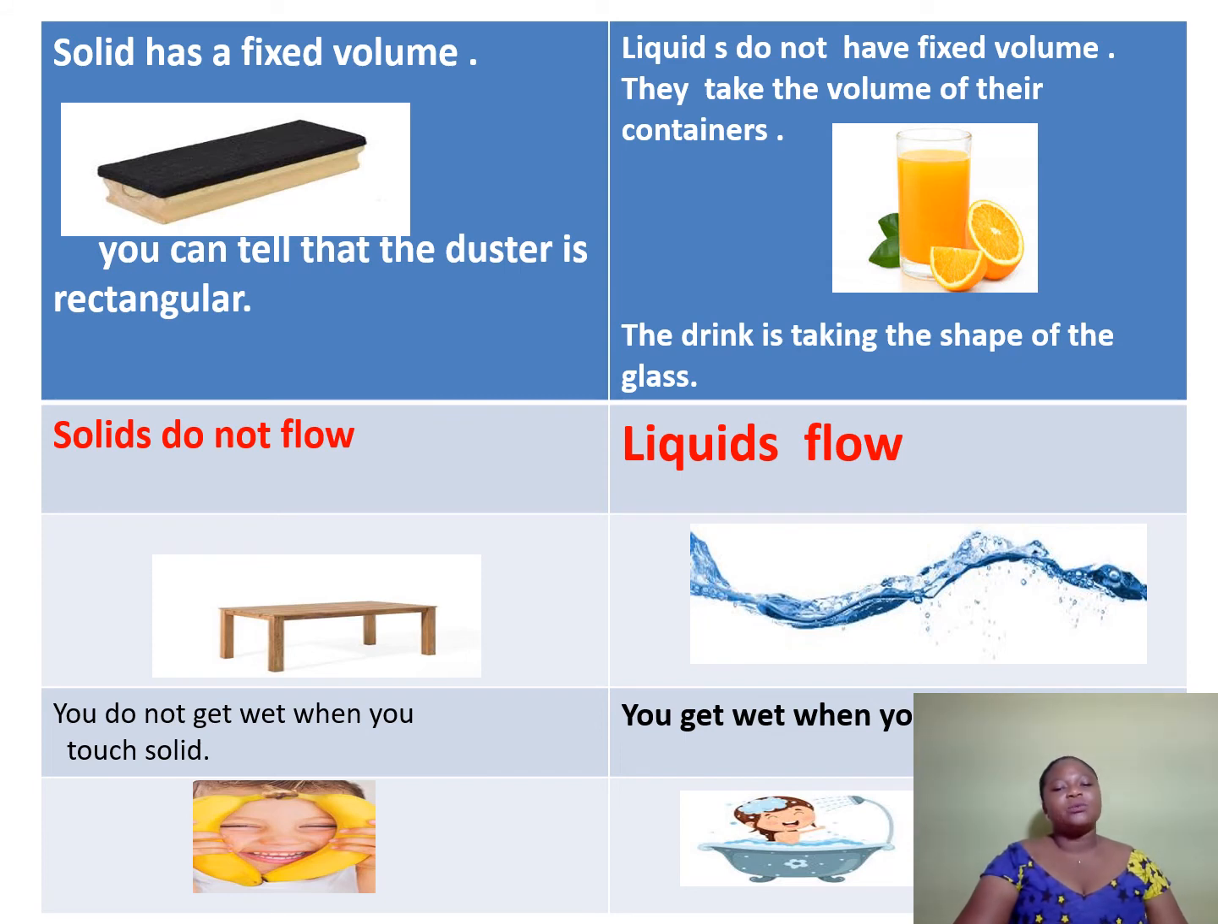The next one, we said what? Solids do not flow. So these are the differences. Solids do not flow, but liquids what? Flow. What are examples? A table. Can a table flow? No, but a liquid can flow. A liquid can flow. Can you see what is there? An example of a sea or a river.